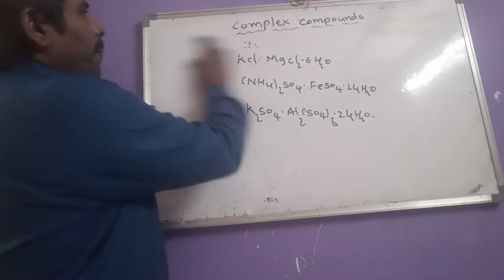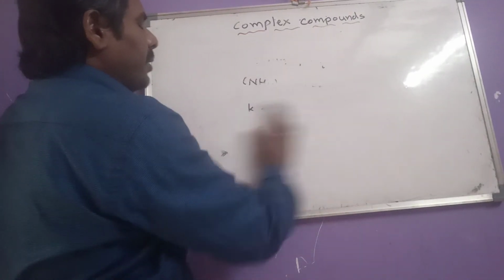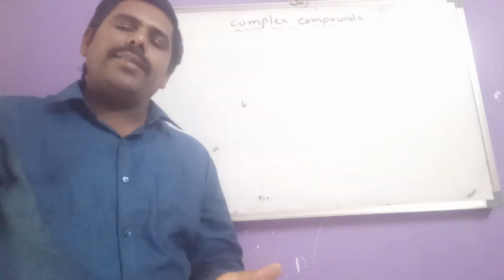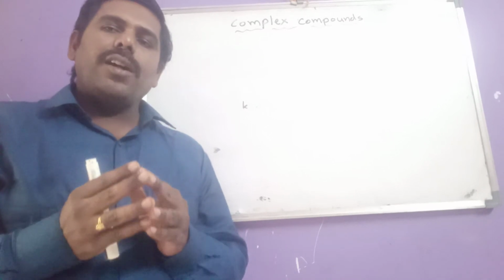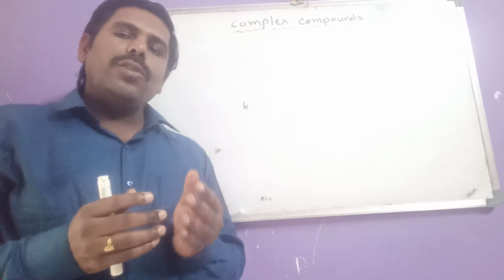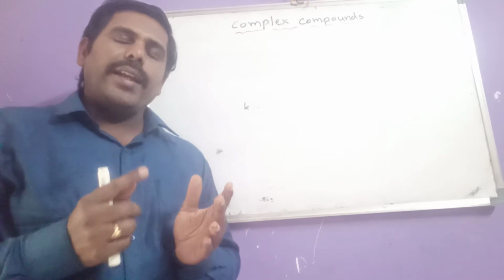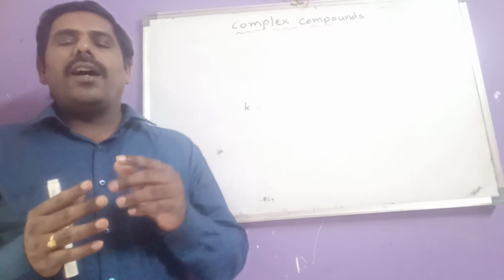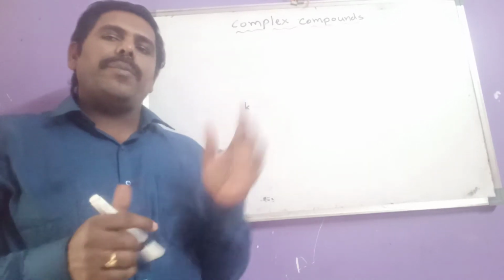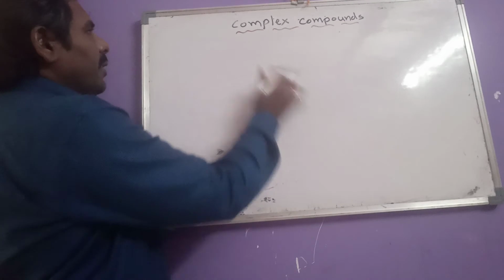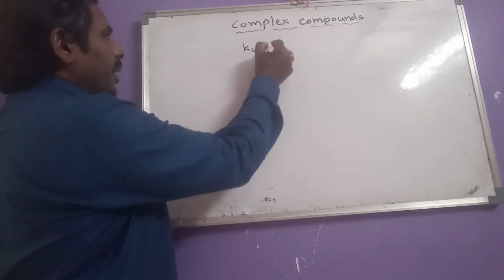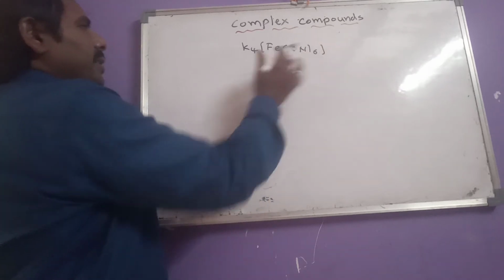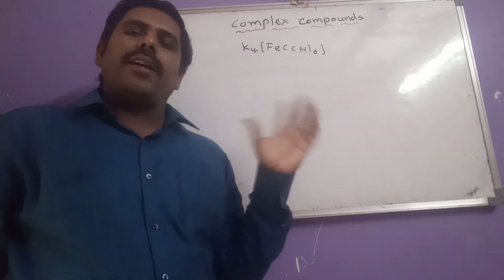Then come to complex compounds. Complex compounds are also formed by the addition of two different salts, but when dissolved in water, they do not lose their identity. And another thing, they do not give positive test for all the ions present in them. So let us see one example here. Potassium ferrocyanide, K4[Fe(CN)6]. So this is an example of a complex compound.